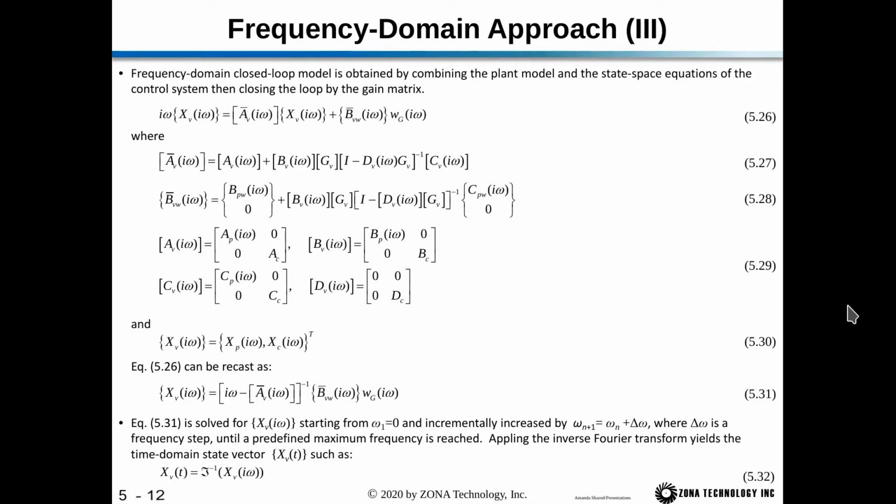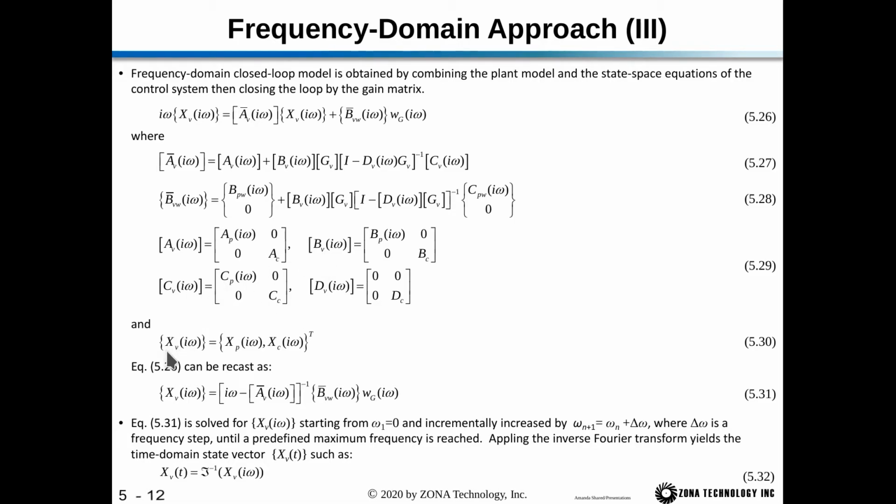Continuing, the frequency domain closed loop model is obtained by combining the plant model and the state space equations of the control system, and then closing the loop by the gain matrix. So in equation 5.26, we now have our vehicle model. So our A bar V is given in equation 5.27. B bar VW is given by equation 5.28, where you can see this incorporates the GUST input, and then AV is given here, BV, CV, and DV.